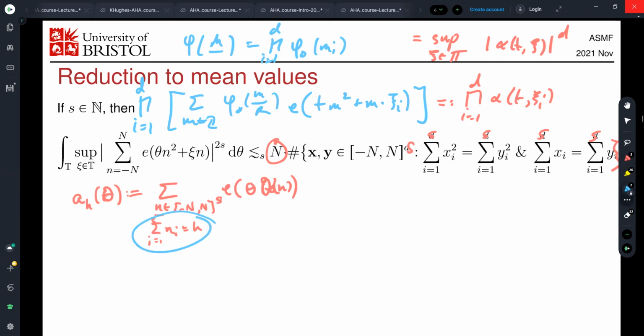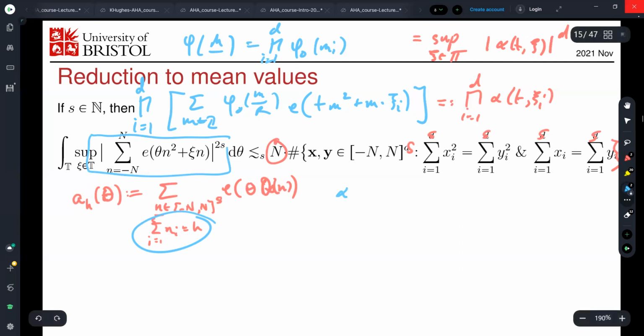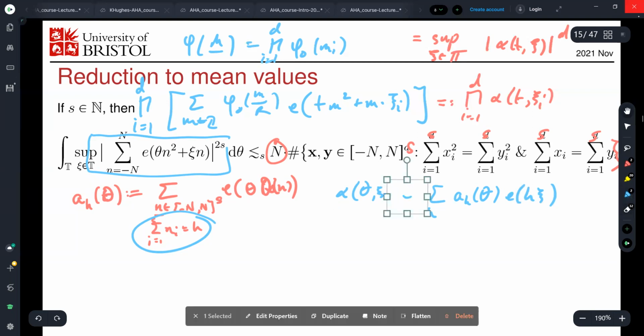But what it allows us to do is write this product now as a square of these things. And so let's take s factors out. So we have alpha to the theta c to the s is going to be equal to the sum over h, A_h of theta times e(hc). And let's just drop the absolute values for the moment.